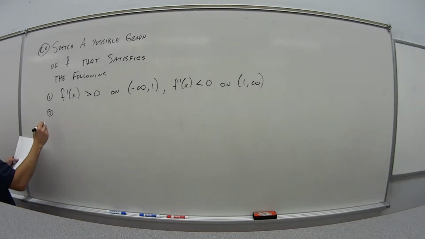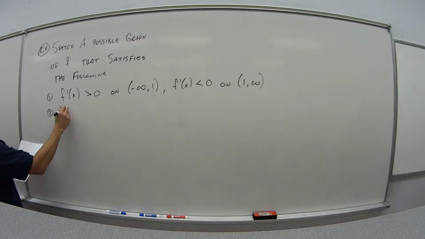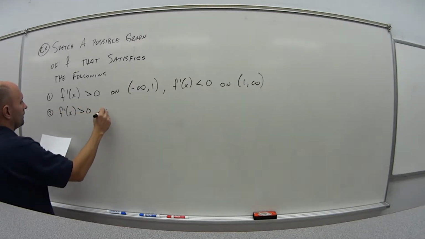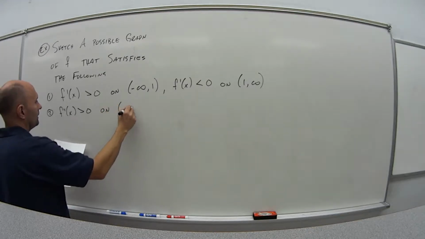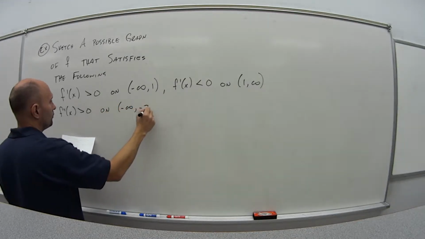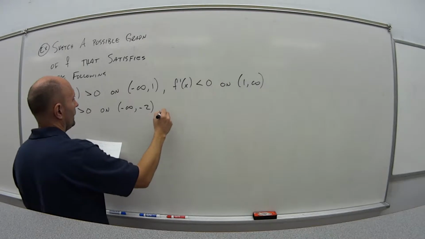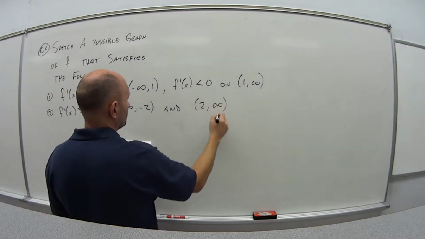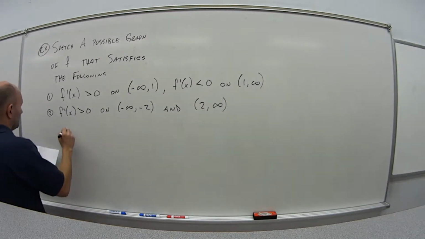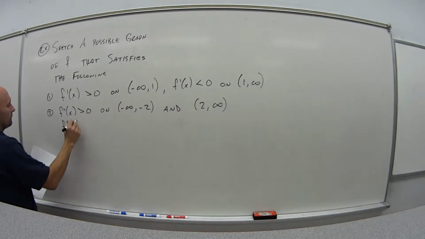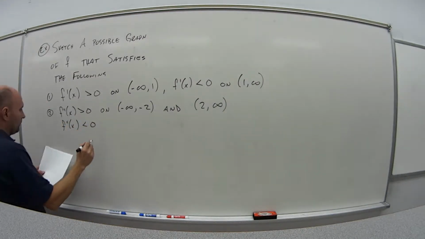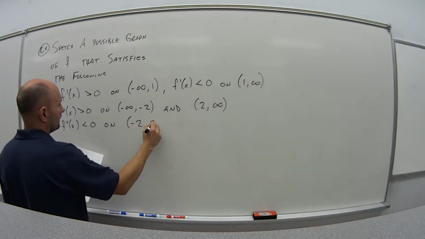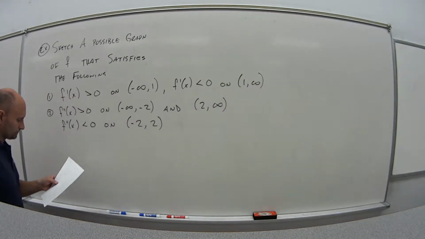2. f double prime of x is greater than 0 on the interval negative infinity to negative 2, and from positive 2 up to infinity. And f double prime of x is less than 0 on the interval negative 2 to positive 2.